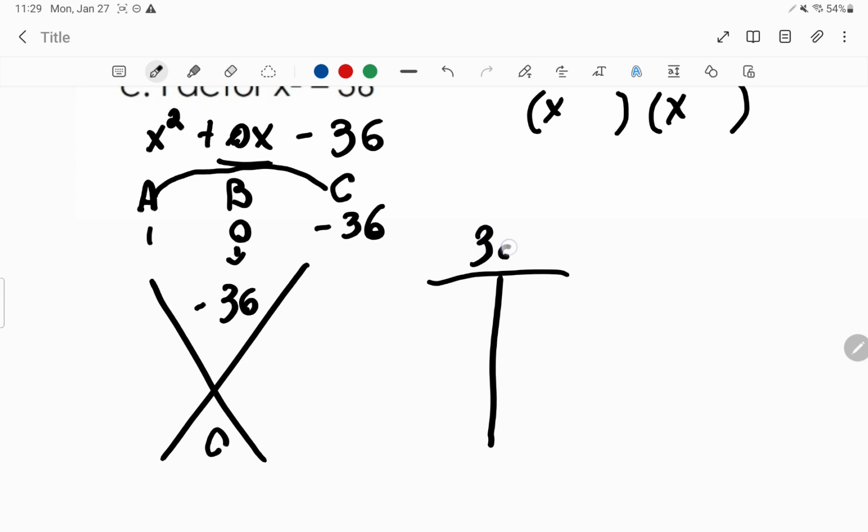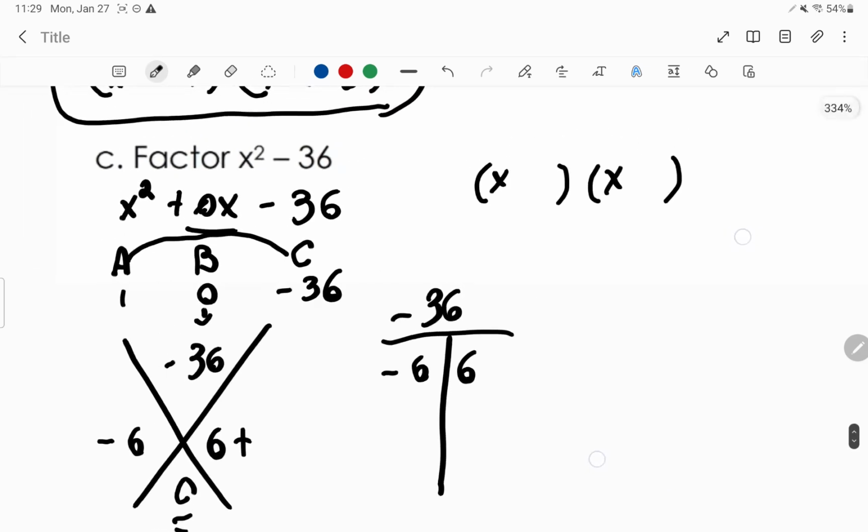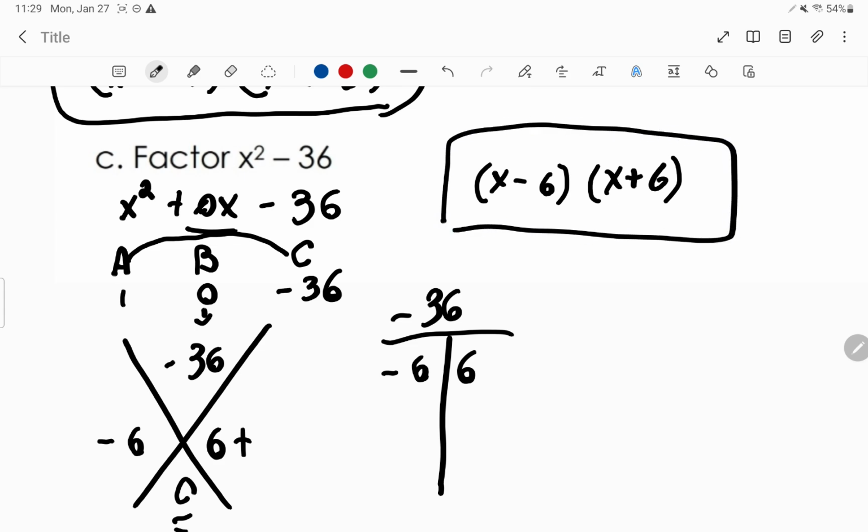So 36. So I'm pretty sure it's going to be this one. And I'm going to have to make one of them negative. That is because once I add a +6 and a -6, that gives me a 0. So it's going to be -6, +6. All right, let's go ahead and write our answer. So I'm going to put the first one as a negative for me. So x minus 6 and then x plus 6 over here. And that is my answer for my two factors.